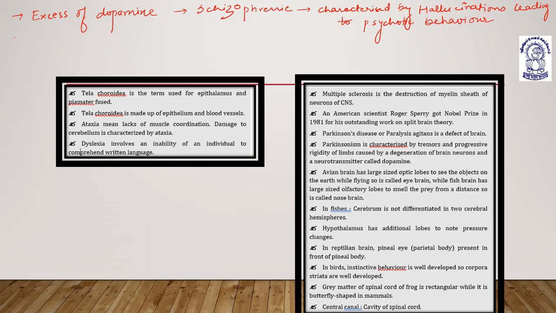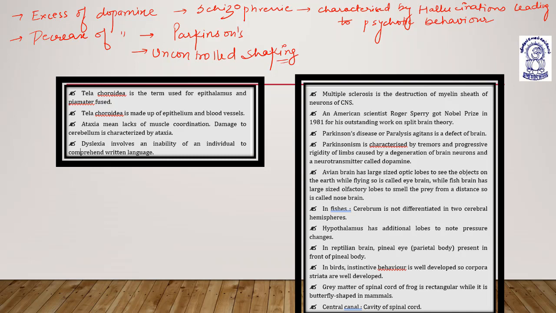Then a decrease or loss of dopamine causes Parkinsonism, or Parkinson's disease, characterized by uncontrolled shaking.